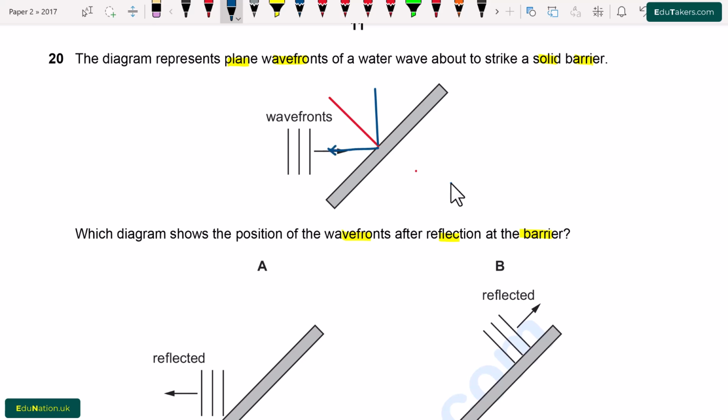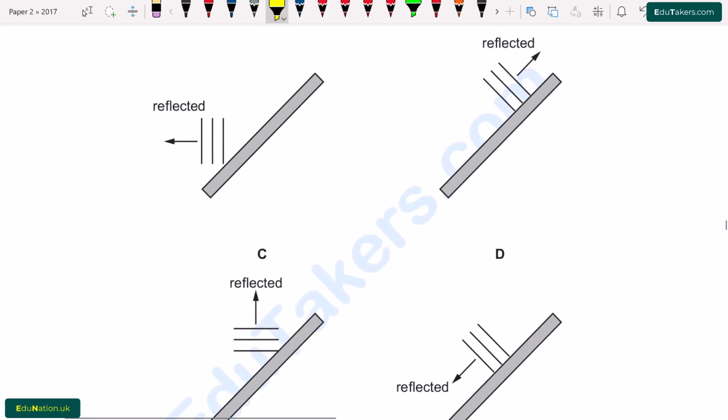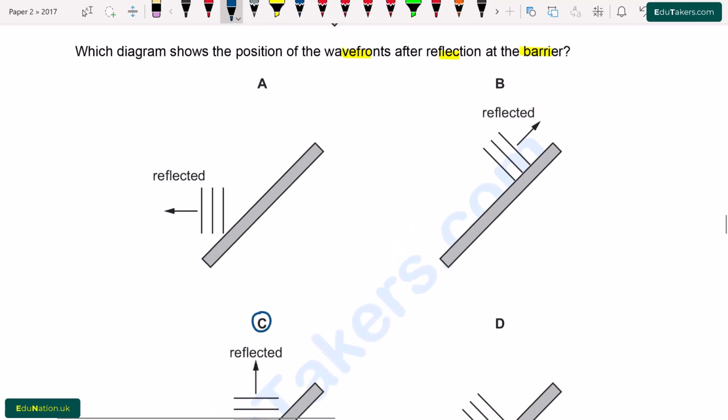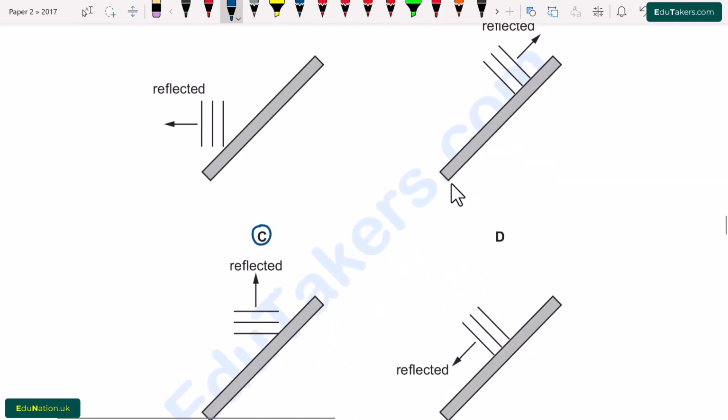Now we see the options. Option A, here the reflected wavefronts are vertical, so this is incorrect. In option C, the reflected wavefronts are horizontal because we have to consider that the angle of incidence will be equal to the angle of reflection. So only option C is correct from here, because the position of this wavefront is similar to the wavefront that I draw here. So option C is correct.